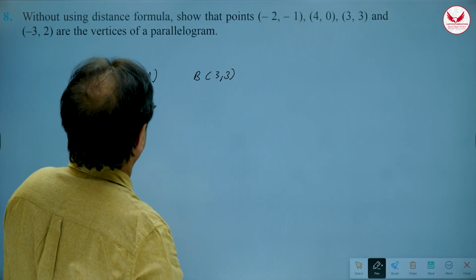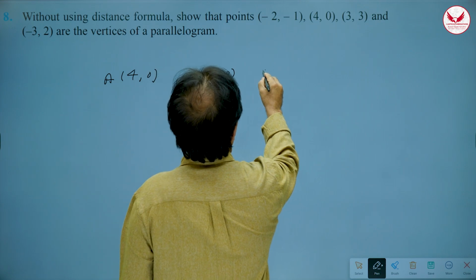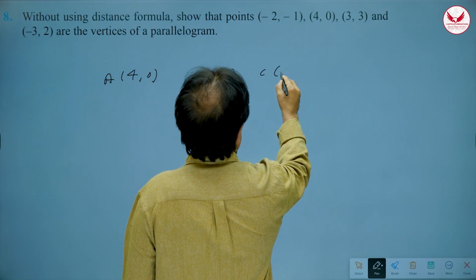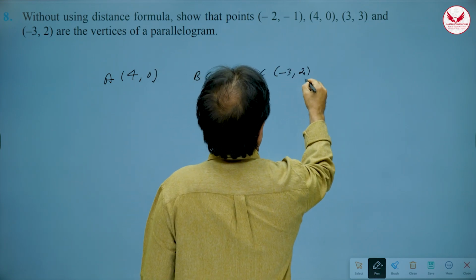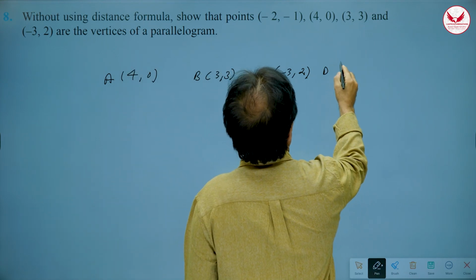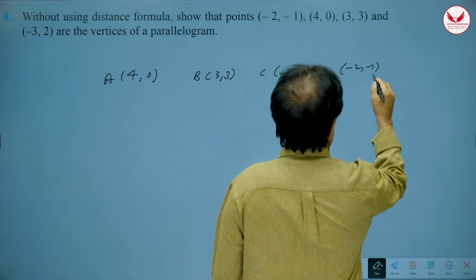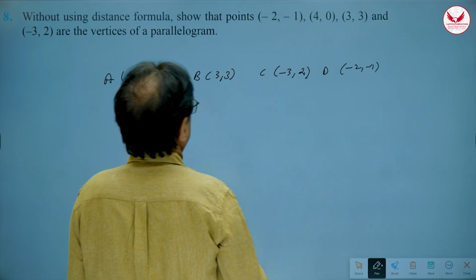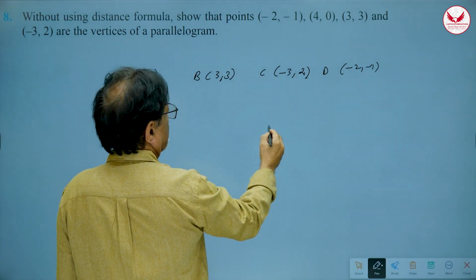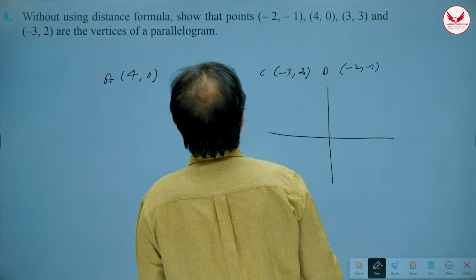That is in the first quadrant. Then I will go to the point which is in the second quadrant. Second quadrant, the point is C, and that C is (-3, 2). And the last point will be D, and this D will lie in the third quadrant. So it is (-2, -1). Correct?